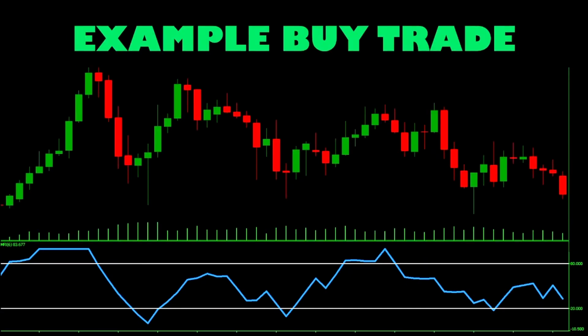Now let's demonstrate a buy trade example. We actually first get an oversold signal down here, but if we look up to the price chart, we can confirm that it's not at a support level yet.